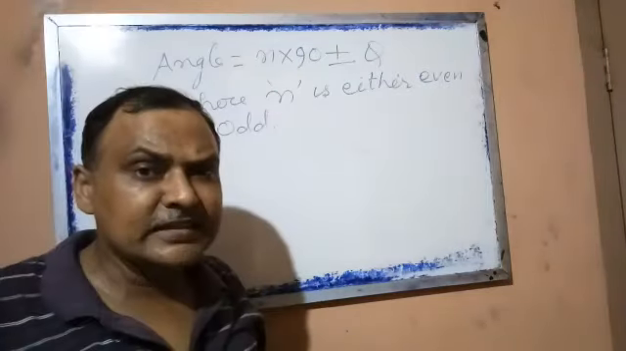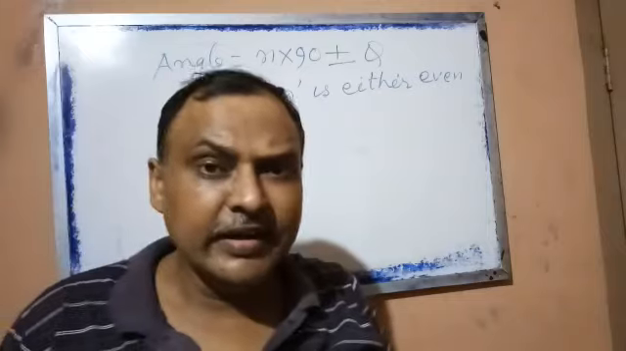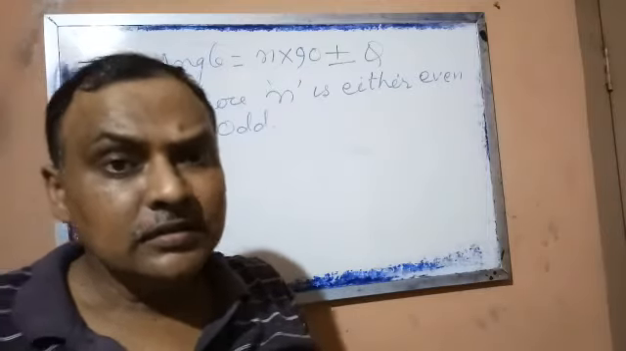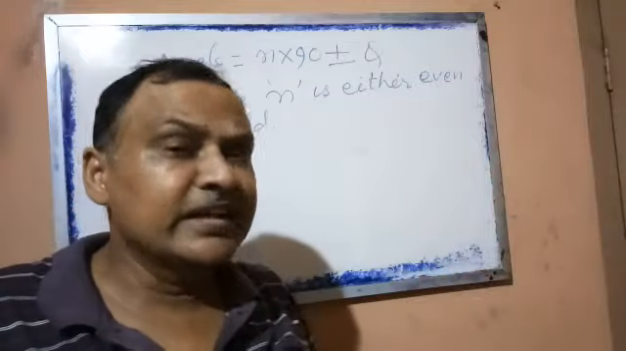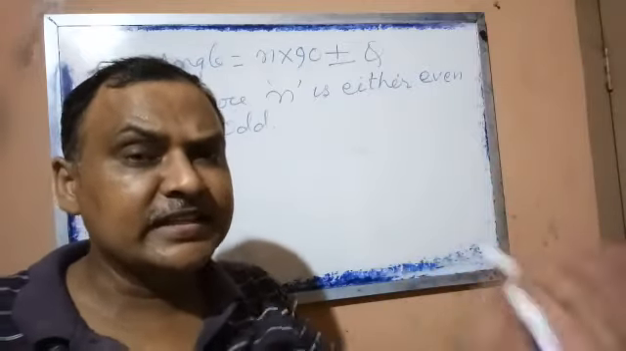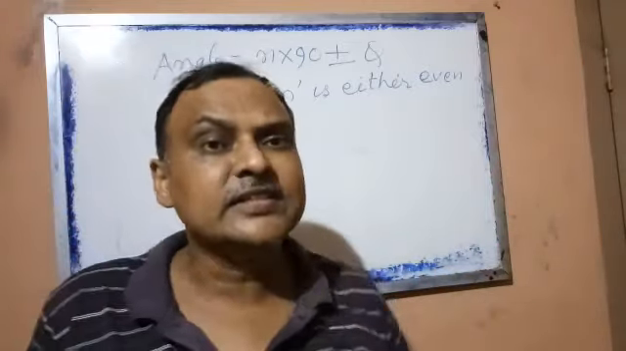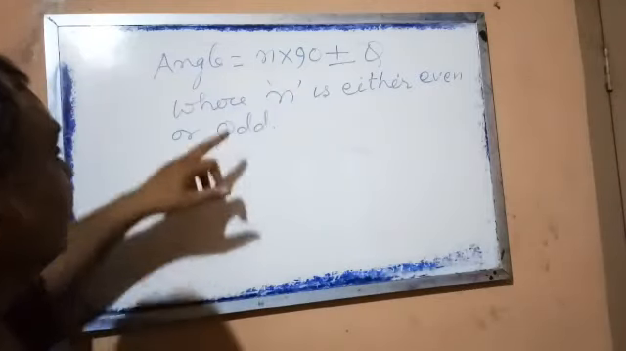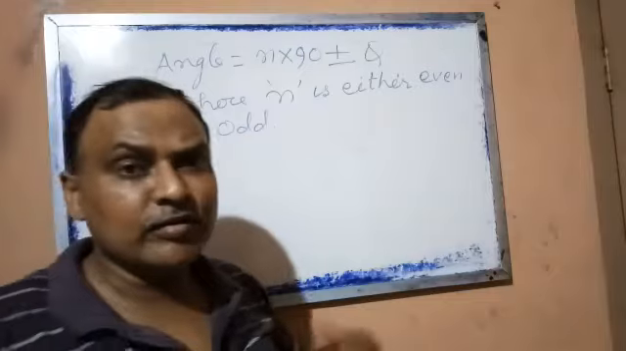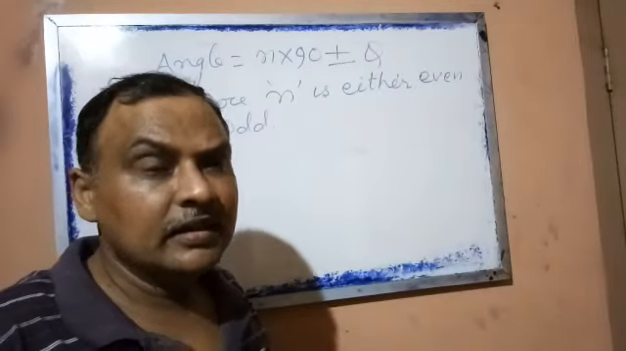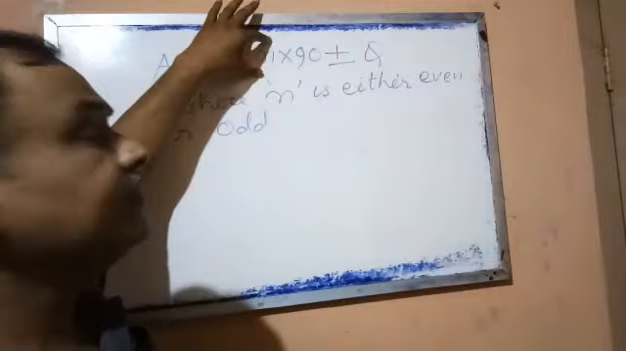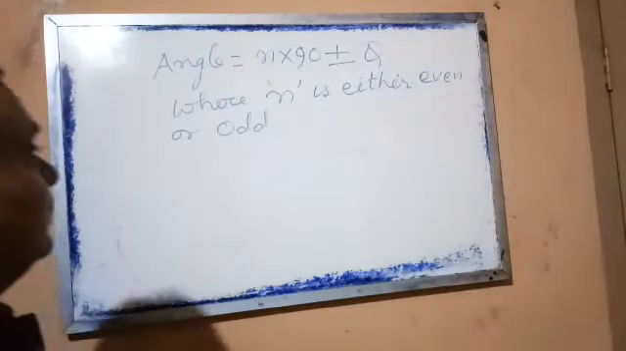Whatever the value of the angle is given, say 3000, we will divide it by 90. Suppose it goes say 26 times, so we will write 26 into 90 plus whatever the balance is. It may be 26 into 90 or 27 into 90, it may be 5 into 90 or 6 into 90. Means n will be either even or odd.